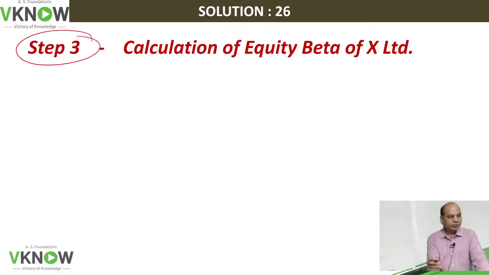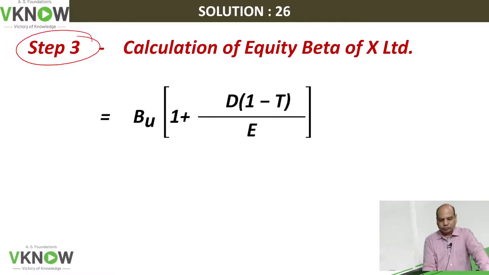So step number 3: calculation of equity beta of X Limited. Under that, write the formula: beta unlevered into 1 plus D by E into 1 minus T.